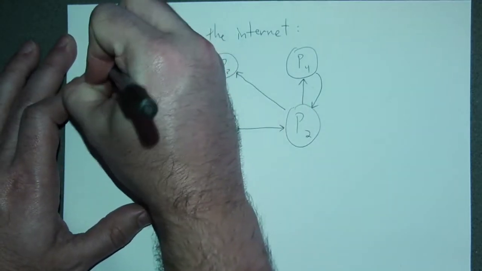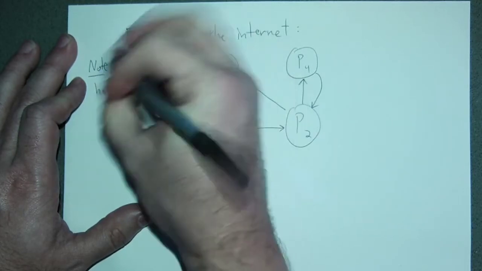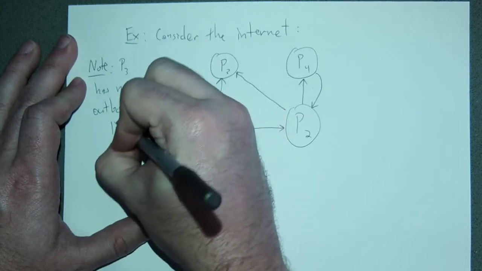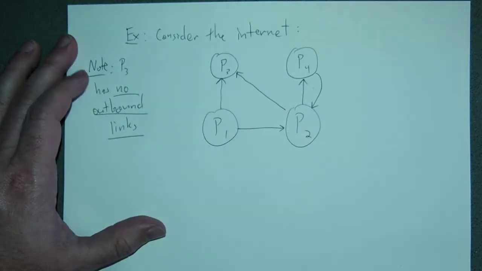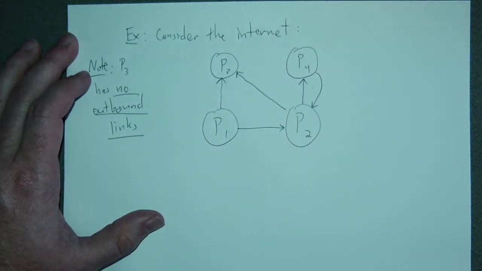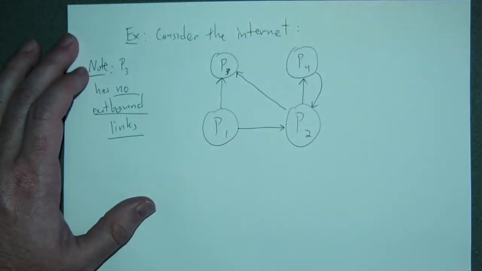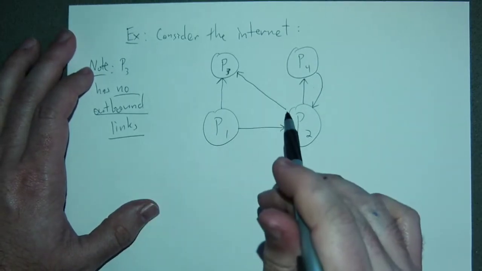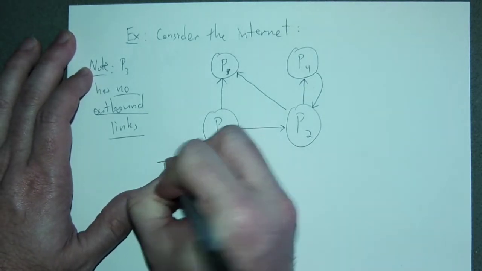So note, page 3 has no outbound links. Well, maybe that's not that clear. There we go. Okay, so how do I handle this? I want to write out my transition matrix.